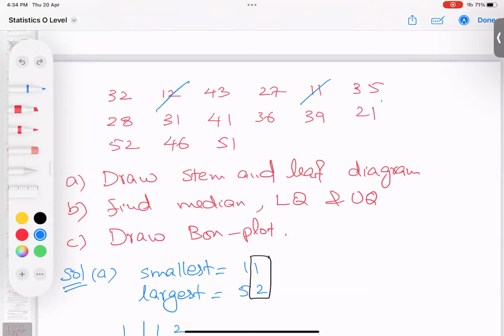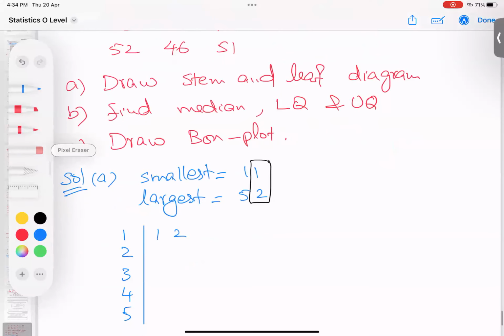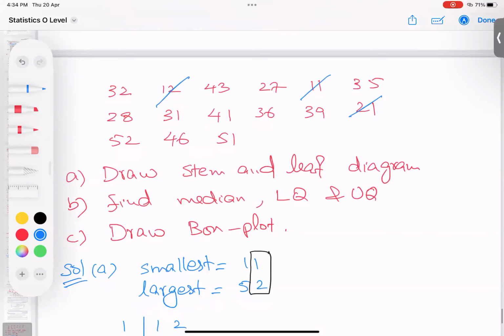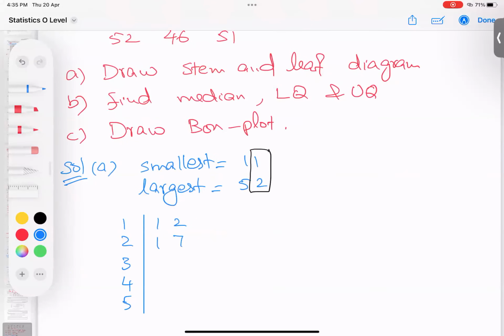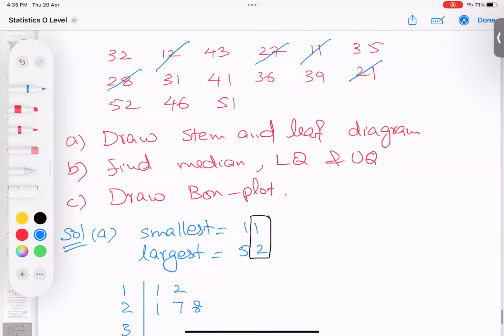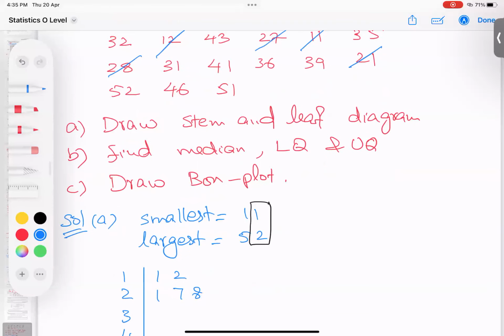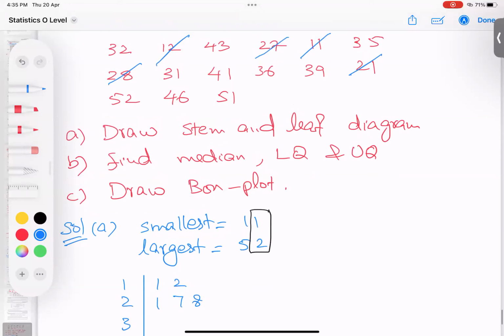No. Now 21, so I'm writing 2, 1 here. Then 27 and 28. Then I'm writing the 30s. The smallest of the 30s is 31, so I'm writing 1. Then I'm writing 32, cut.